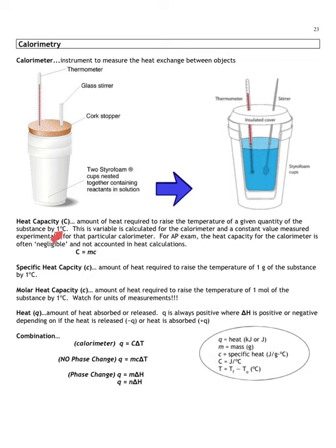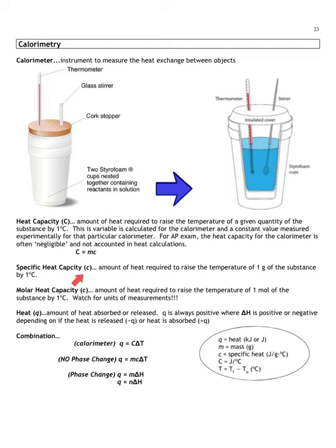You haven't seen the word heat capacity per se, but heat capacity is actually what we use for the calorimeter itself. So it's the amount of heat to raise the temperature of a given quantity of substance by 1 degree Celsius. This variable is calculated for the calorimeter as a constant value measured experimentally for that particular calorimeter. For the AP exam, the heat capacity for the calorimeter is often negligible and not accounted in heat calculations. In other words, this value, the capital C, heat capacity, is actually 0. So it's negligible and 0 in the heat calculations.